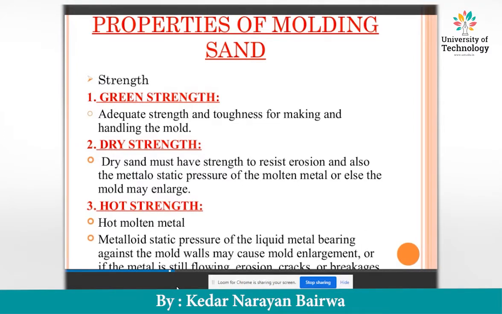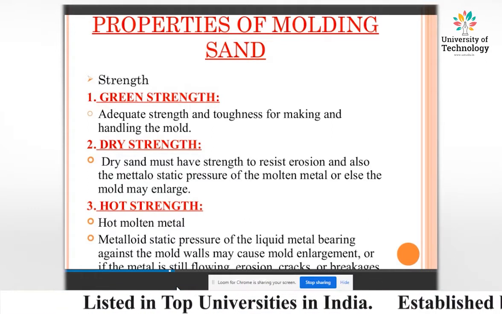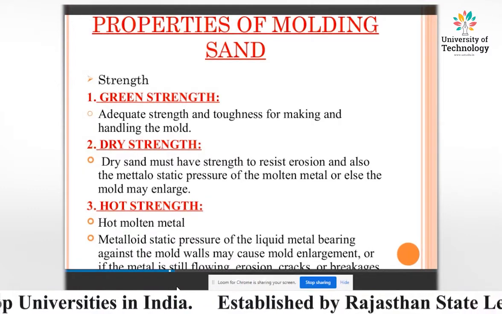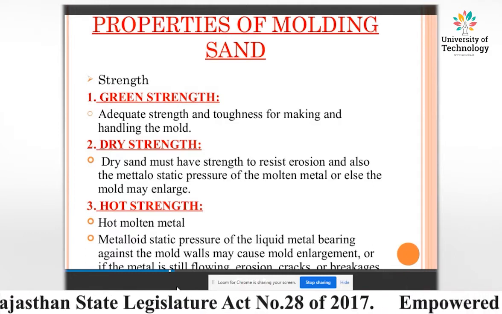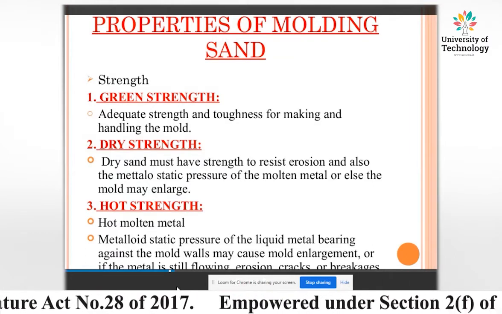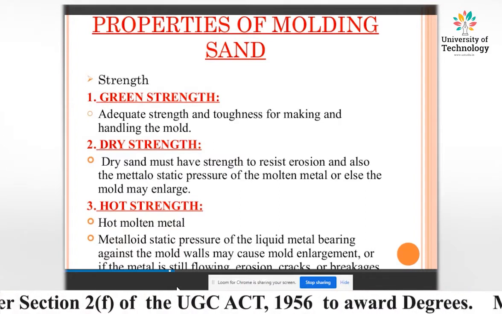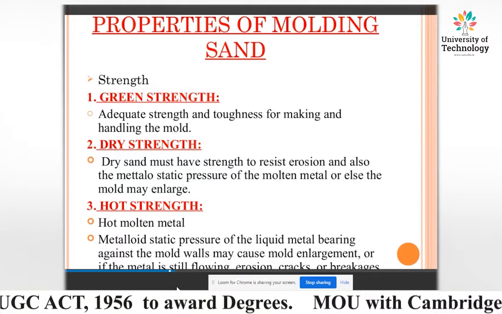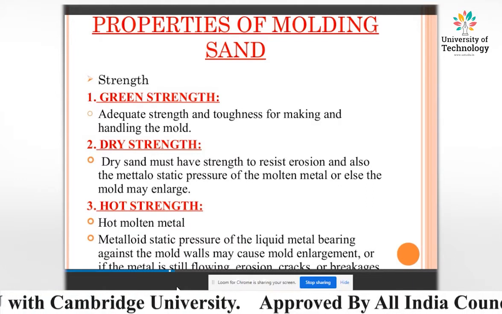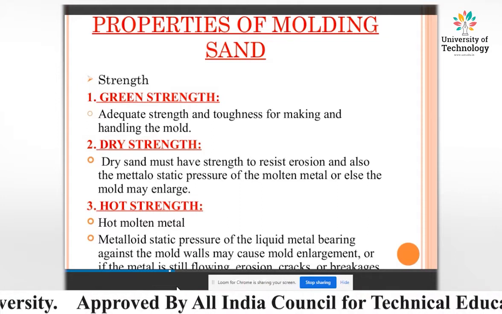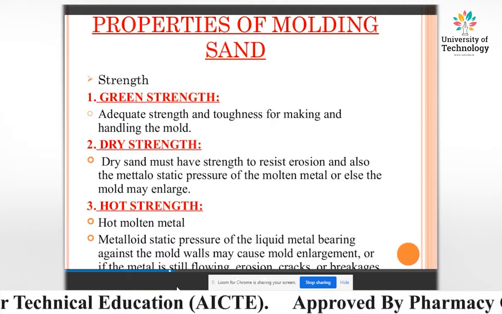Students, first of all, we will discuss the various strengths. Strength means rigidity or bonding of the sand. The first one, green strength. The meaning of green strength is adequate strength and toughness for making and handling the mold.